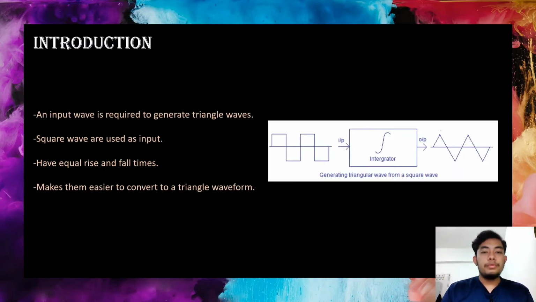An input wave is required to generate a triangle wave. Square waves are used as input in this project. Both square wave and triangle wave have equal rise and fall times, making them easier to convert to a triangle waveform.